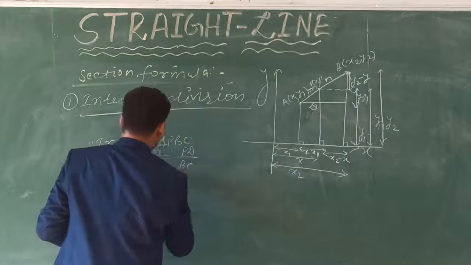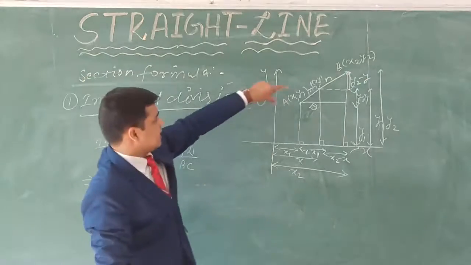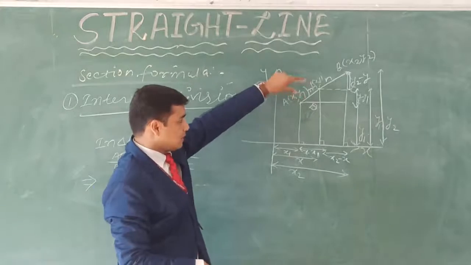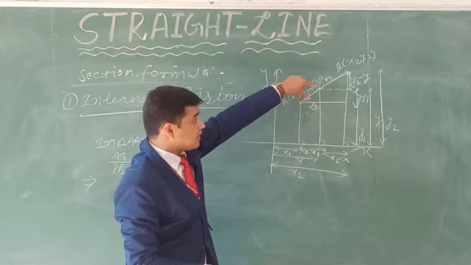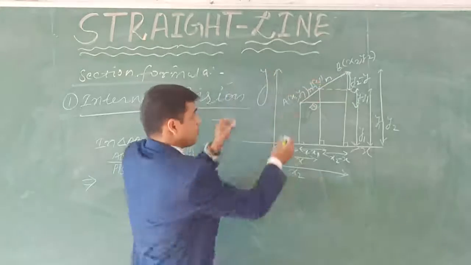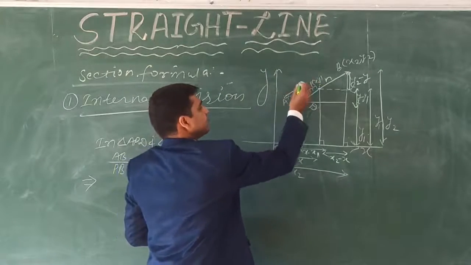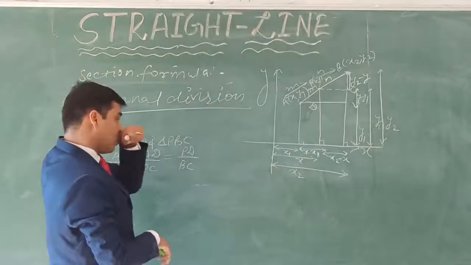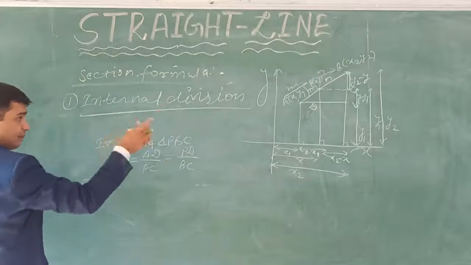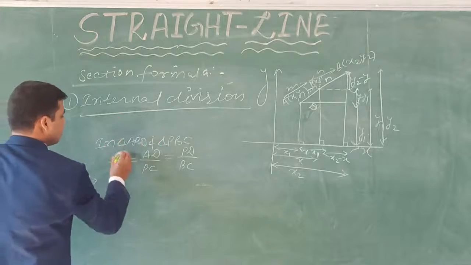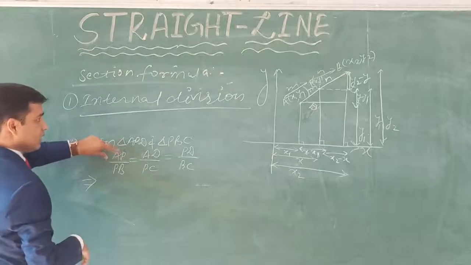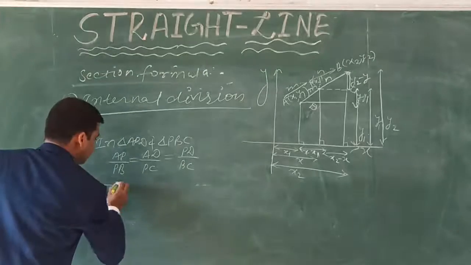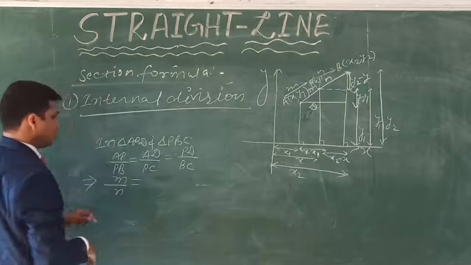Okay, now see this here. What is AP upon PB? AP is m, PB is n, because this line is divided at P in the m:n ratio. So obviously from here to here this distance is m, and from here to here this distance is n. So it is going to divide in the m:n ratio. Now AP upon PB, so PB is n, AP is m here, equals AD.